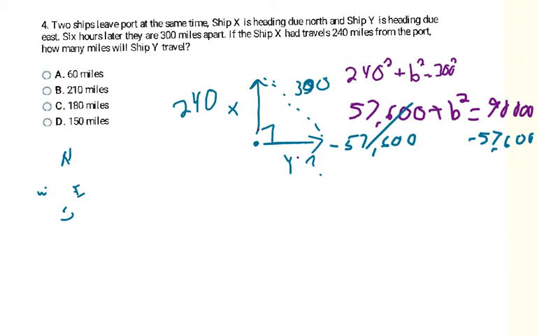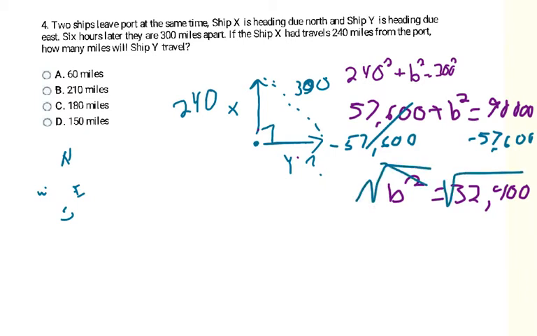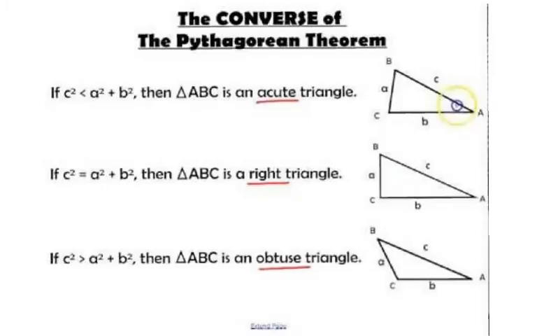These cancel out, and I'm just left with B squared on the left equals, and when I do that subtraction, I get 32,400. And then my last step is to take the square root of both sides. That cancels the square out because they're opposite operations, and I'm just left with B equals. And the square root of that number is 180. So that means my answer is going to be C, 180 miles.